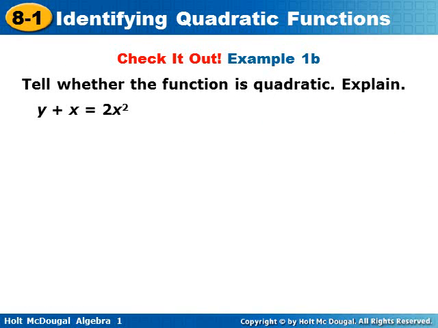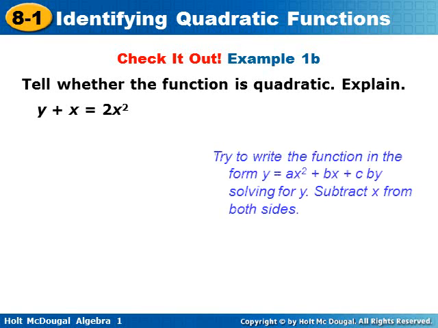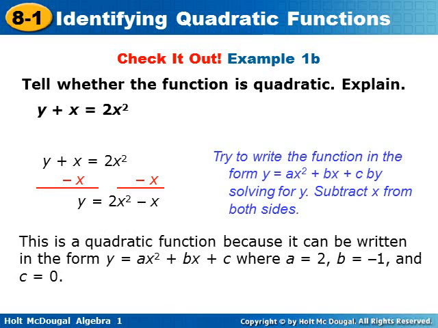Tell whether the function is quadratic, explain. y plus x equals 2x squared. So you can try this and then check back for your answer. So you're going to try to write the function in the form y equals ax squared plus bx plus c because it was an equation they gave you. And so you're going to solve for y by subtracting x from both sides, and that gives you y equals 2x squared minus x. So this is a quadratic function because it can be written in the form y equals ax squared plus bx plus c, where a equals 2, b equals negative 1, and c equals 0.